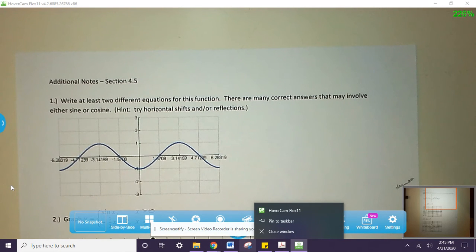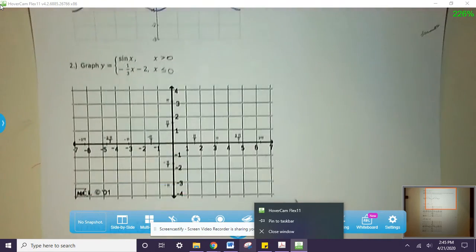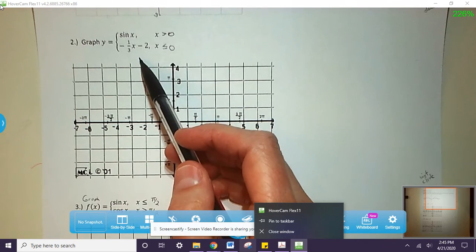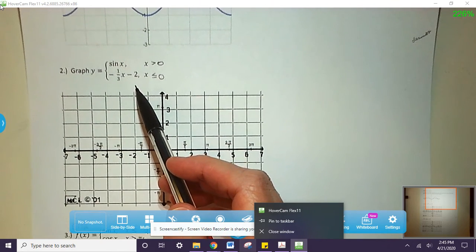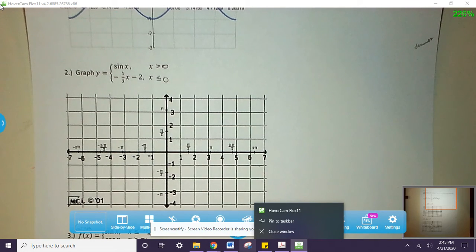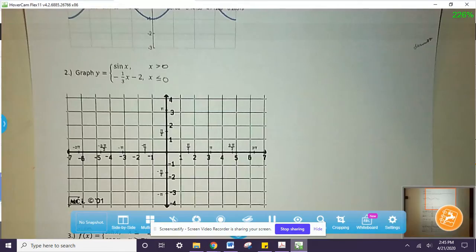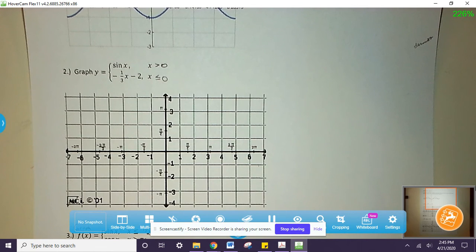Here comes number 2. Number 2 is a type of function where we have 2 or more expressions and we are using these expressions on different portions of the domain. Do you remember what kind of function this is called? This is called a piecewise function.